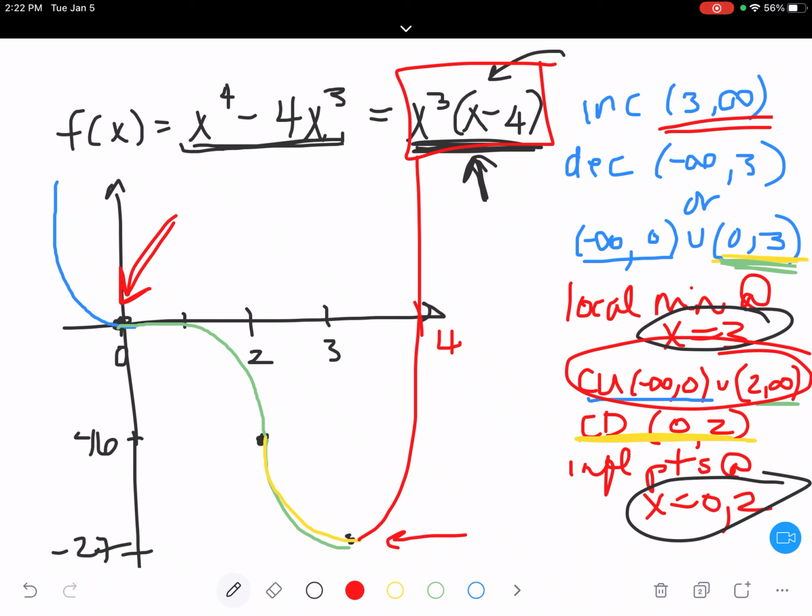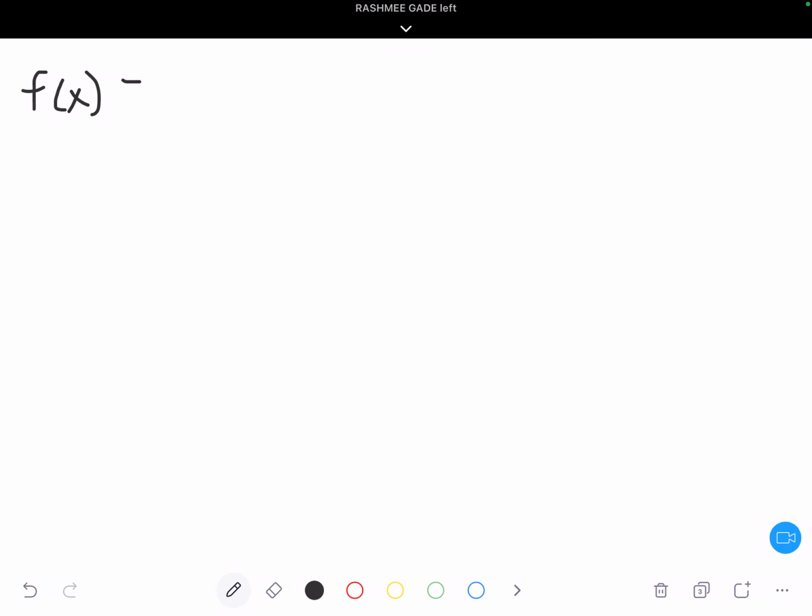All right, and for those of you guys that are still here, I'm going to do one more example, and the video will be online later. Okay, we're going to look at f of x equals 1 over x squared plus 1.